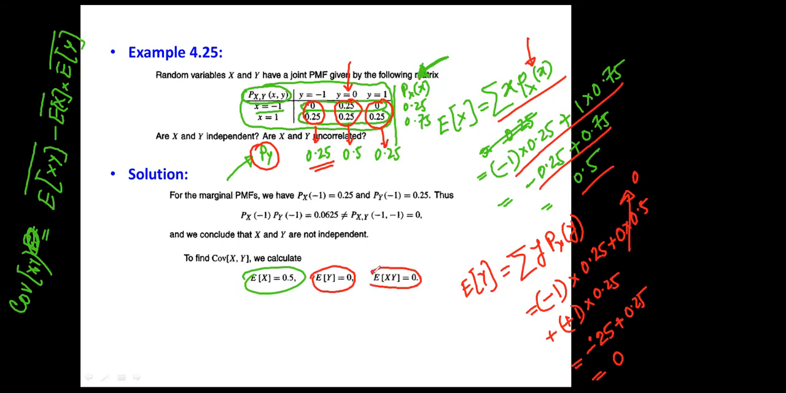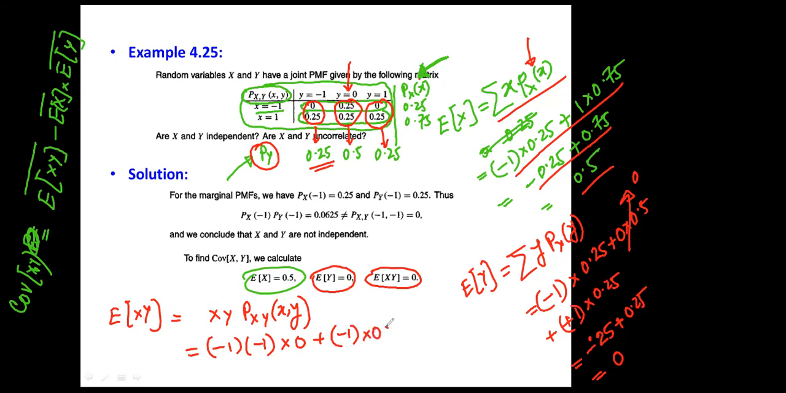What about the Exy? For Exy, we can have the six cases, because we have to find out x into y into pxy, isn't it? And that will be equal to what? -1 into -1 into 0, 0, isn't it? Plus -1 into 0 into 0.25. For all these 6 points, we have to find out the corresponding x value, y value and pdf value. Three things. Understood, sir.